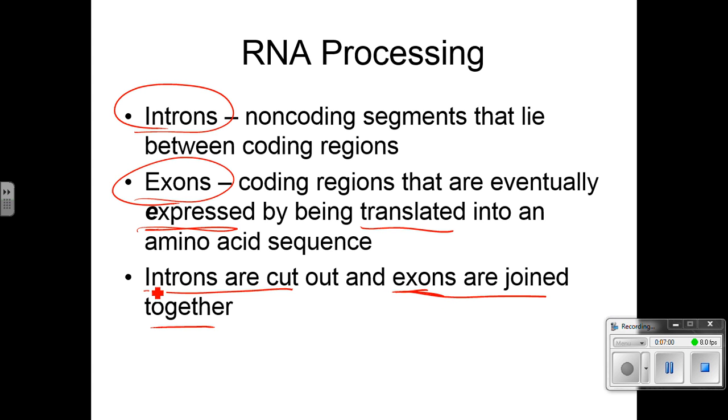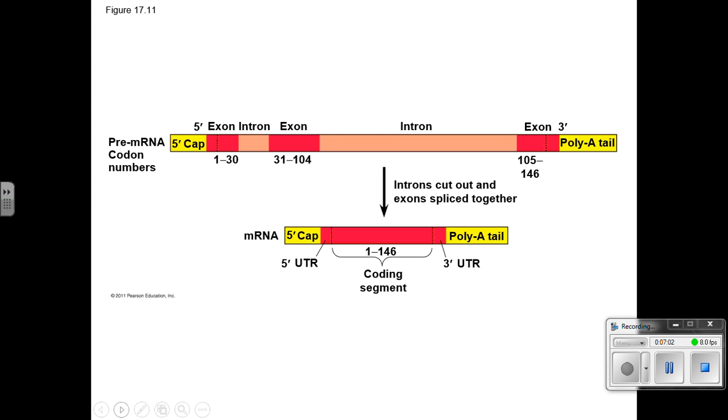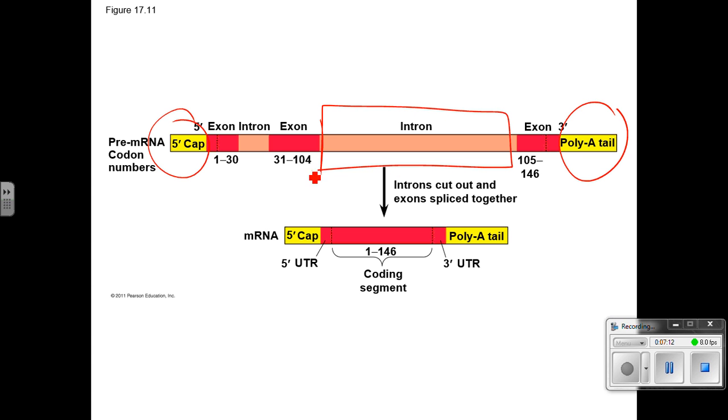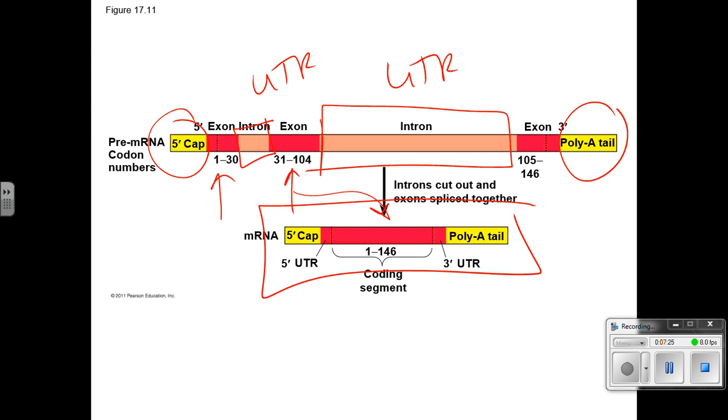Let's do that. So remember we said we have the cap, we have the tail. The introns are the uncoded regions, and so those are going to be taken out, and then only the exons are going to be put together. So this ends up being actually a little shorter than what the entire sequence was from beginning to end.